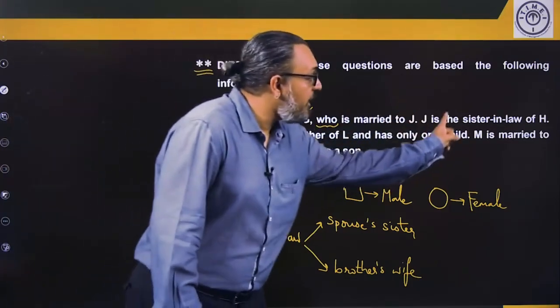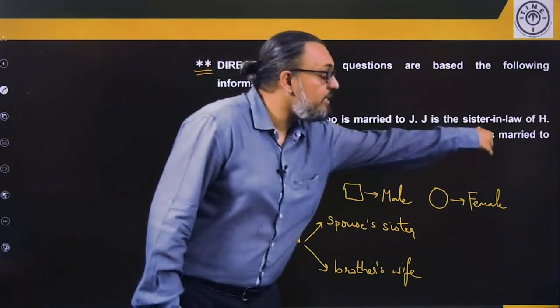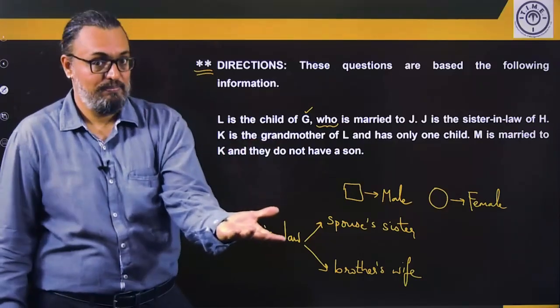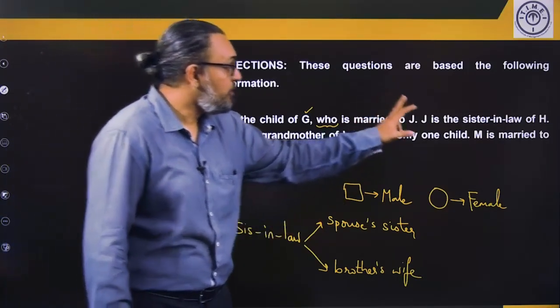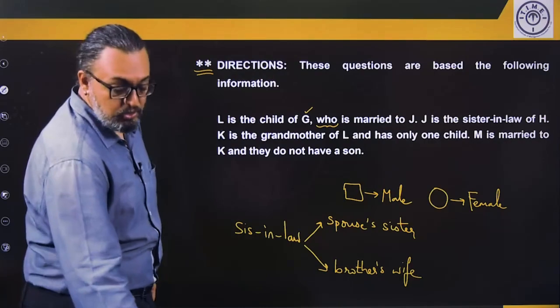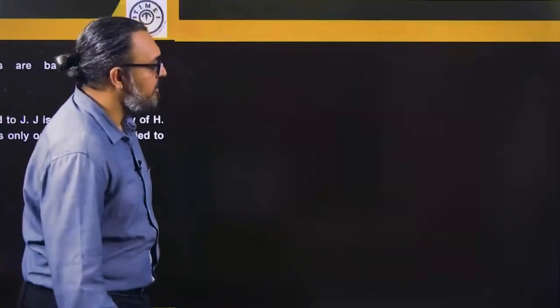So when he says J is the sister-in-law of H, J is the sister-in-law, so J is a female. Understanding the point? So from there we understood that J is a female.